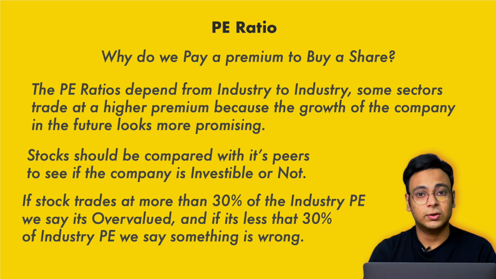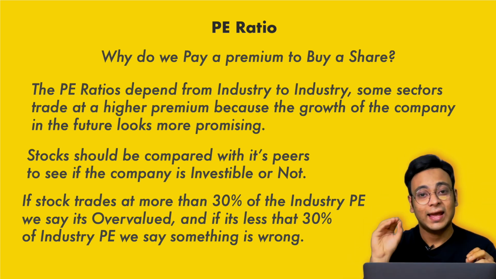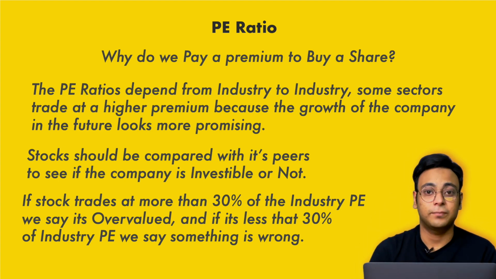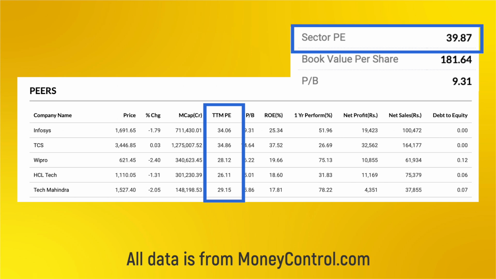So this is the basic concept of the PE ratio, which only works if we understand and use the EPS of a company properly. Let's quickly look at the PE ratio scenario for the IT sector. Now on the screen, you will see all the IT companies' PE ratios mentioned there, and the sector PE is on top, which is the industry PE, 39.87.